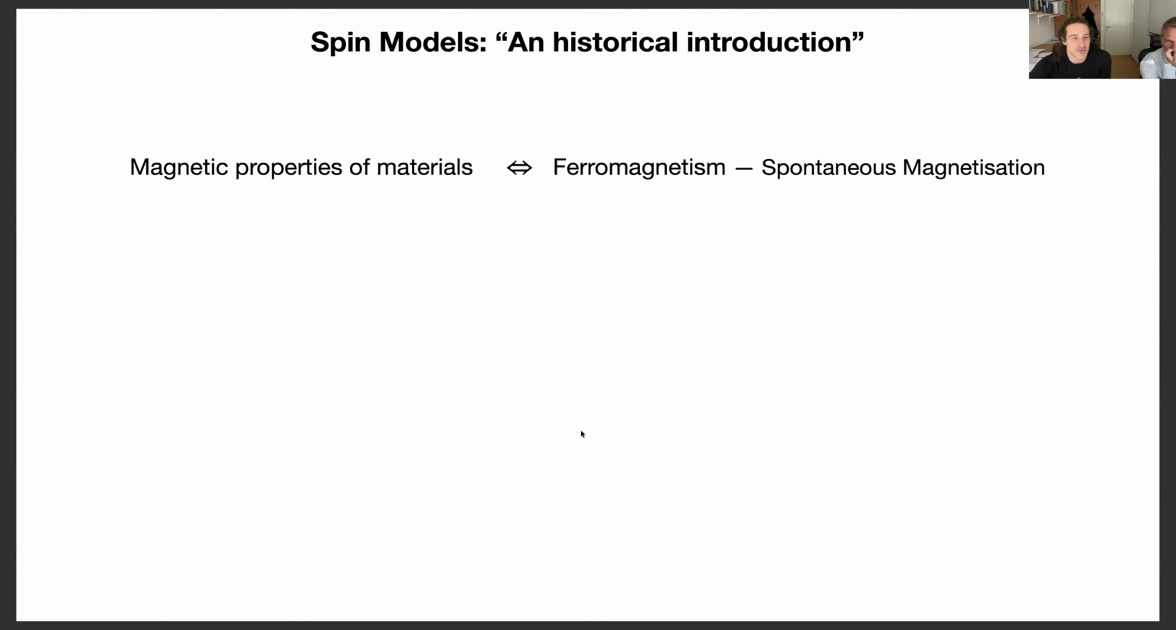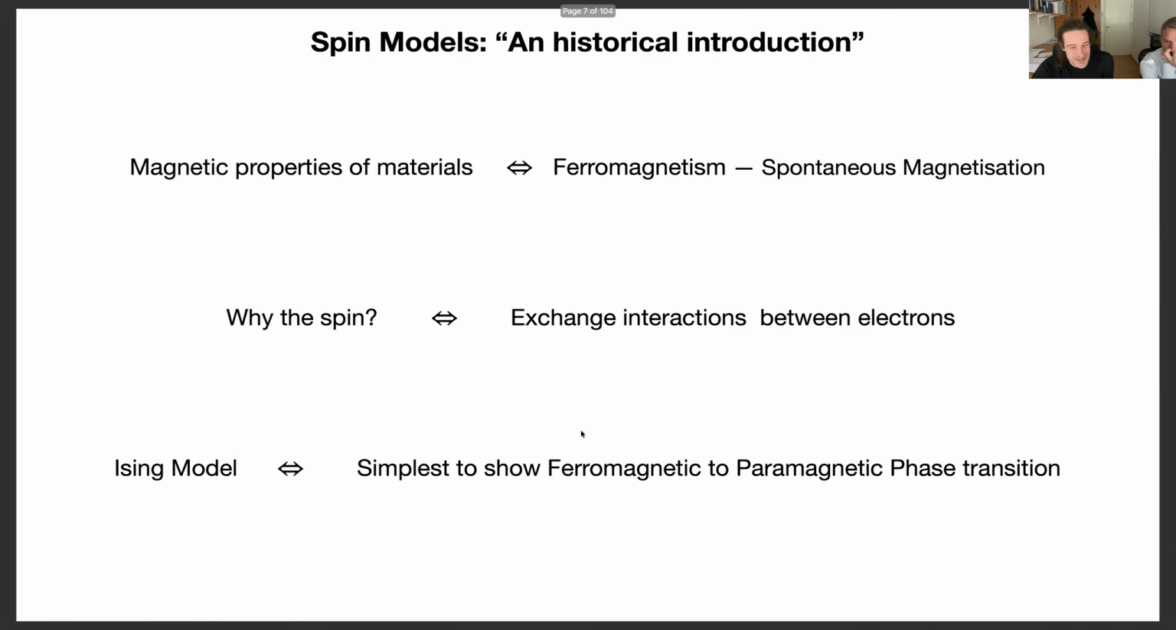Historically, many of you know the Ising model. It was introduced to describe magnetic properties of materials, because it is the most simple model that provides a transition from ferromagnetic to paramagnetic. The spin is just a reminiscent of the exchange interaction between the electrons at the microscopic level, but we basically forget about it.